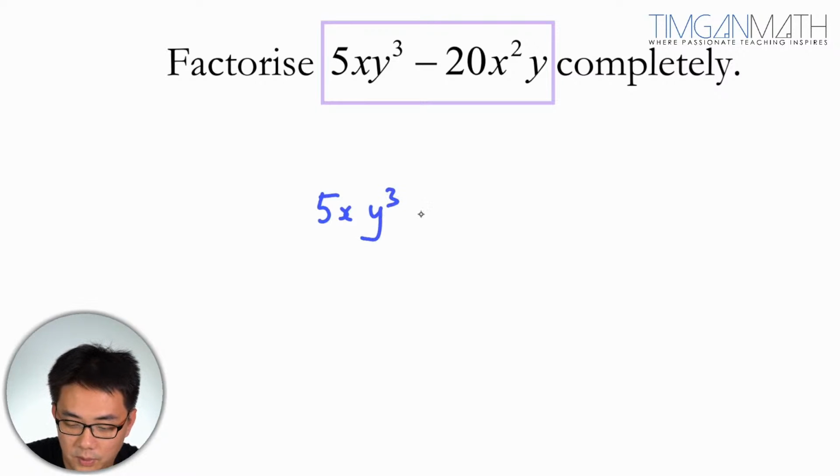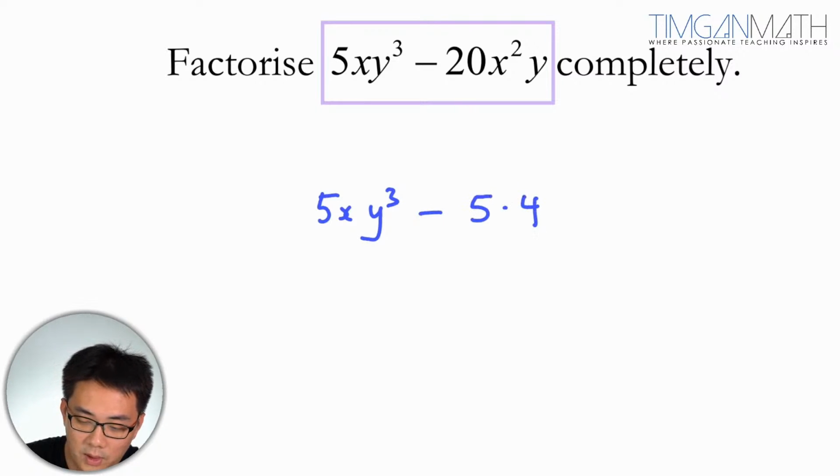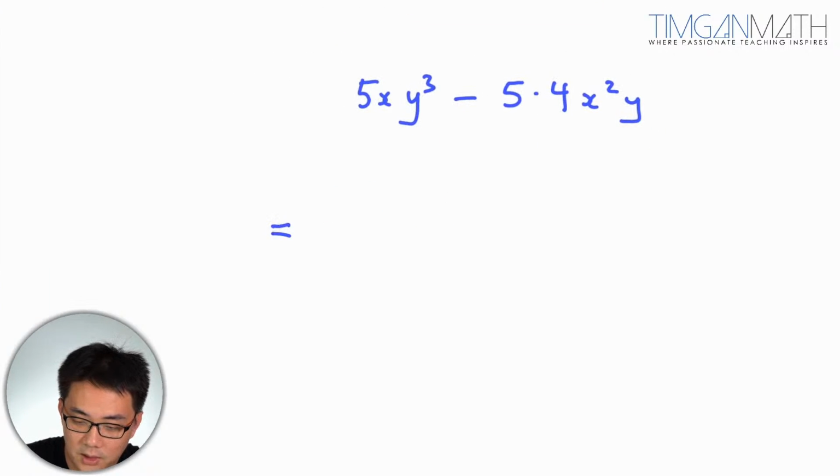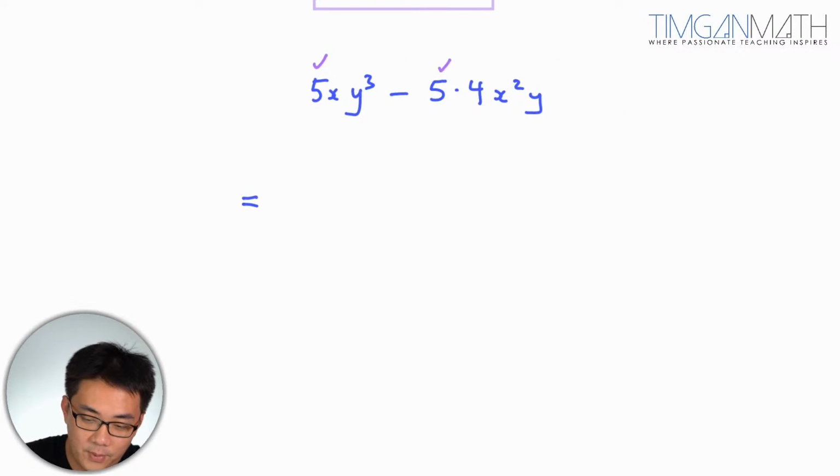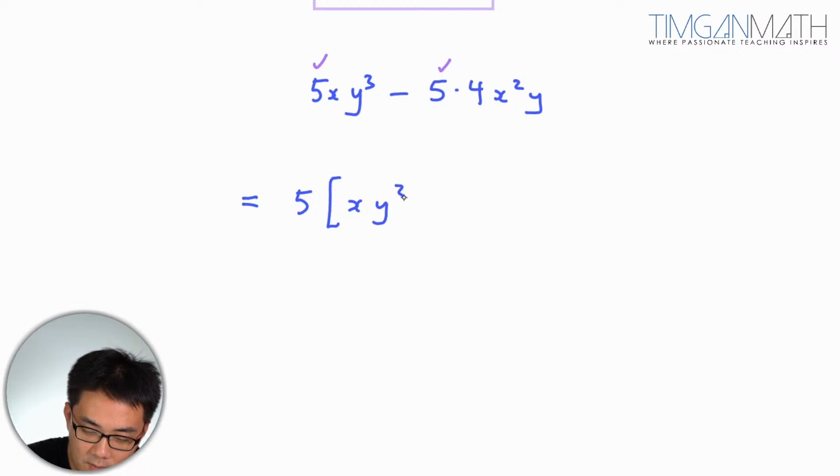Break it out to maybe 5 times 4. 20 is 5 times 4. And what I can get out is actually the 5 here. Right, this is my 5. So let me just bring this 5 out. And what's left behind would then be 5. Then this will just be x y cubed minus 4 x squared times y.